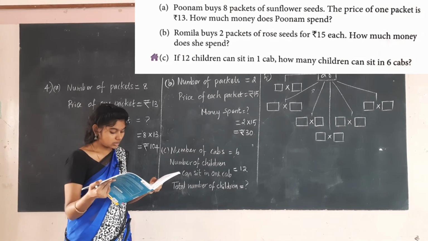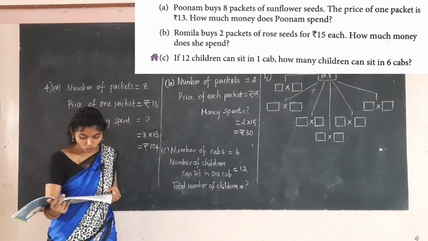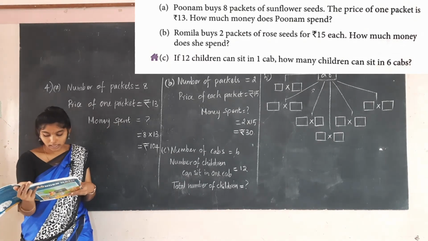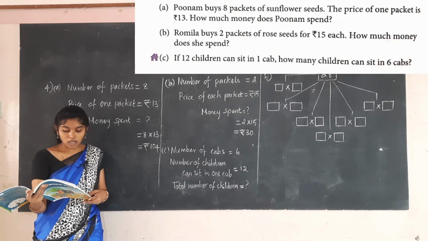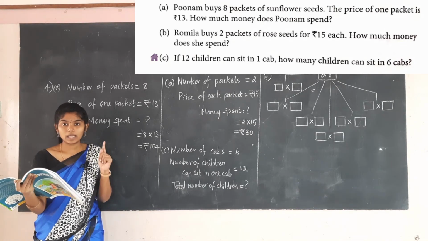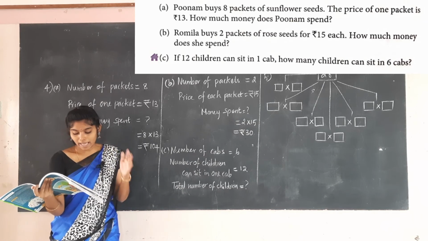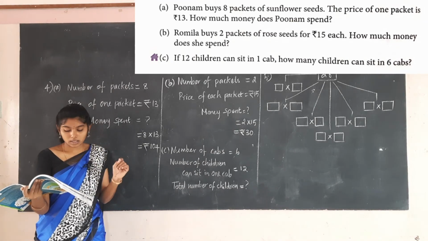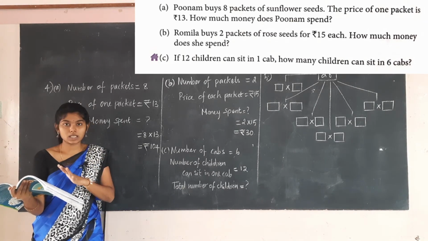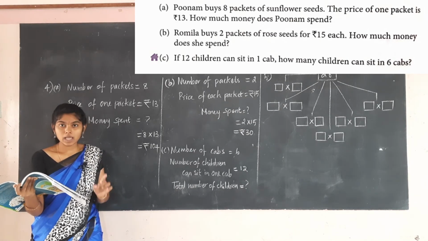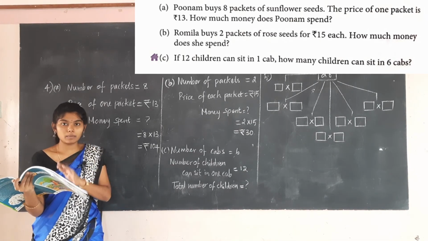What is given there is, if 12 children can sit in one cab, how many children can sit in 6 cabs? So there are 12 children in one cab. In one cab 12 children can be seated. And how many cabs are there? 6 cabs are there. How many children can sit in 6 cabs? That is the question.